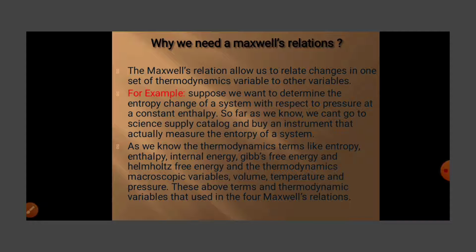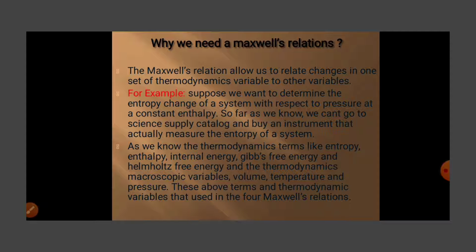For example, suppose we want to determine the entropy change of a system with respect to pressure at constant enthalpy. In that case, Maxwell relations help us to calculate the entropy change of a system, because we cannot go to a science supply catalog and buy an instrument that actually measures the entropy of a system. With the help of instruments, we cannot calculate the entropy change of a system.